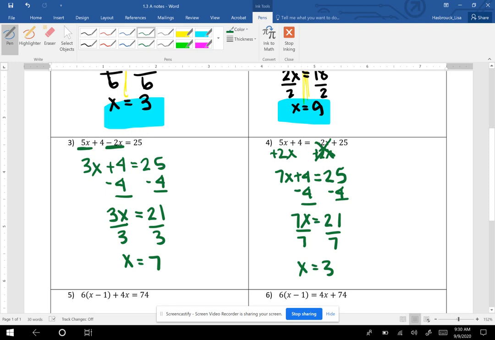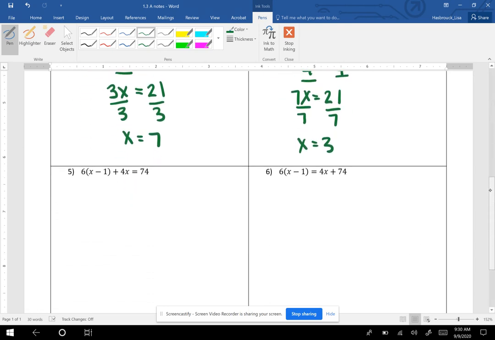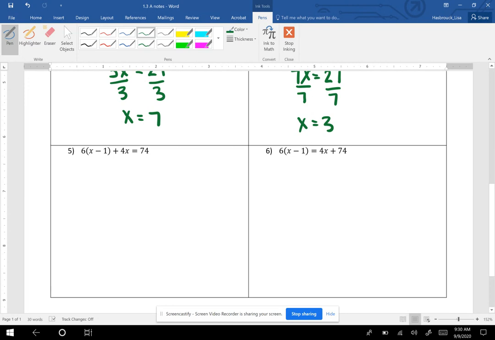Again, you end up with different answers. You need to be very careful about paying attention to where the x's are located in relation to the equal sign, and then adjusting what you need to do from there. For number 5, I notice that I do need to distribute first. So I'm going to distribute this 6. I get 6 times x. Then I have 6 times that negative 1, so minus 6. I'm going to put the 4x afterwards, and it's equal to 74.